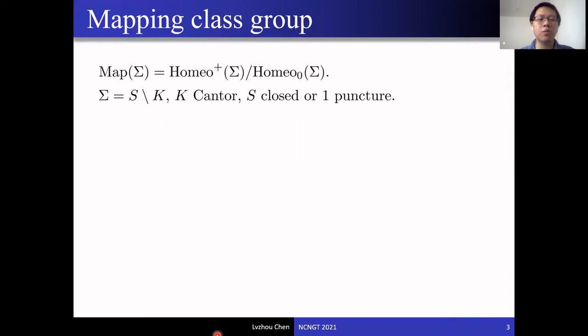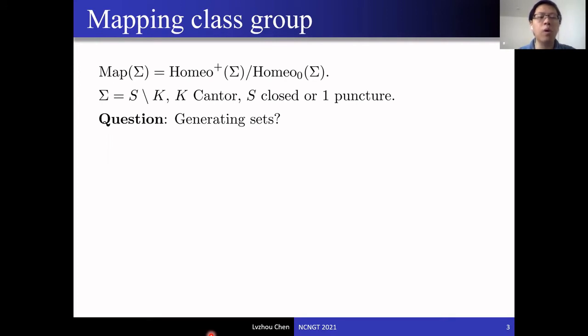A big mapping class group is just a mapping class group of a surface of infinite type, defined in the usual way. In this talk, we just consider a particular class of surfaces of infinite type. Namely, we start with a surface S of finite type that's either closed or has one puncture. And then we remove a Cantor subset on the surface S to obtain a surface of infinite type, sigma. And our goal is to understand the algebraic structure of the corresponding big mapping class group.